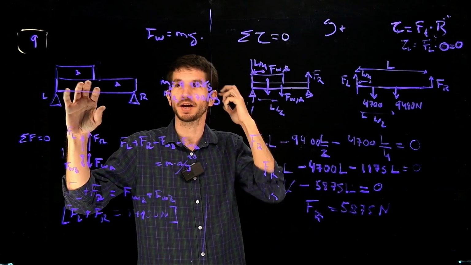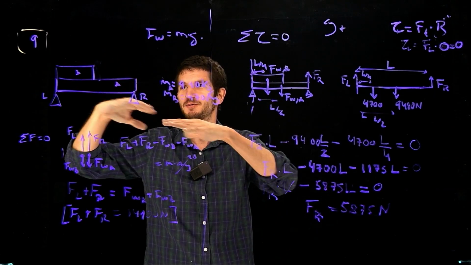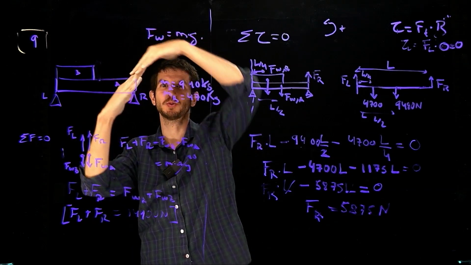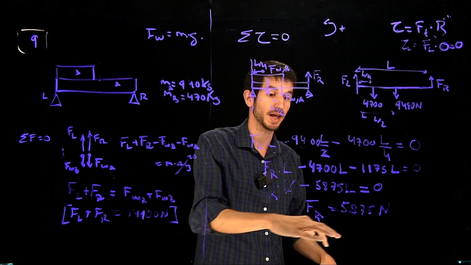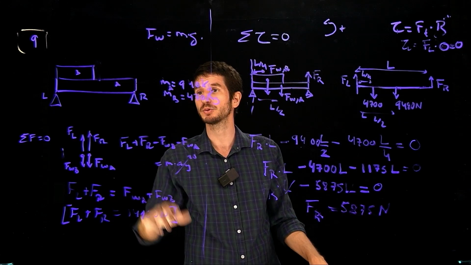I mean, obviously, when you're an architect, you define a structure like this, you don't want this to be the roof, or the floor, right? You wouldn't want the floor to go like that. So that's the idea. Anyway, 5,875 newtons are acting on here.